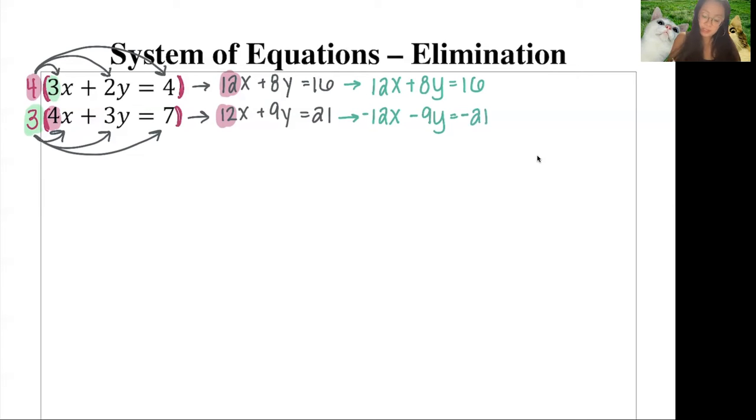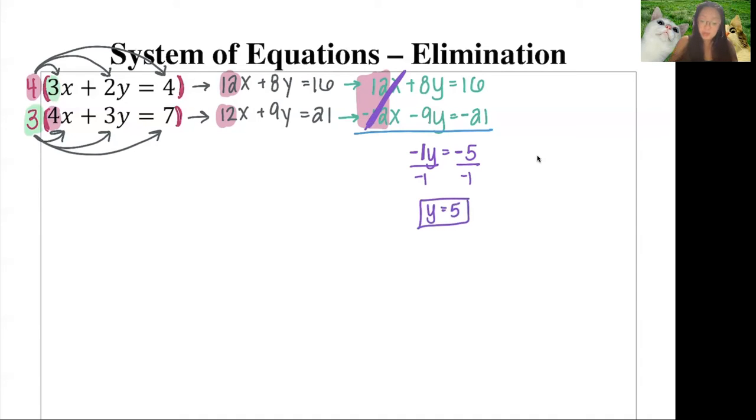Once you have this, we can solve by elimination because I now have what I want. Positive 12 and negative 12, right? So that means that this can be eliminated. My x's can be eliminated. Now add these together. Positive 8y and negative 9y gives us negative 1y equals 16 plus negative 21 is negative 5. Divide by negative 1 on both sides. I get y is equal to positive 5.